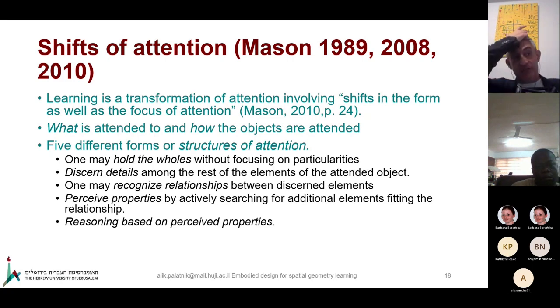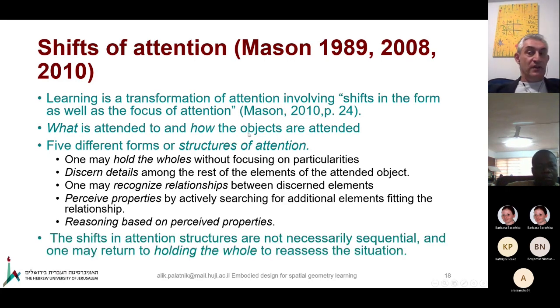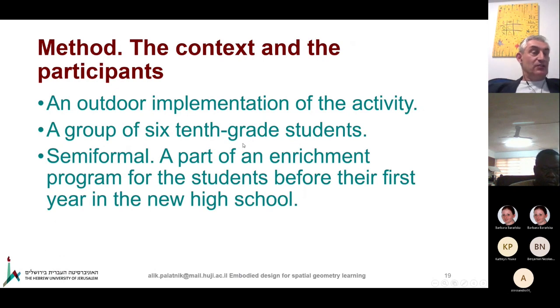And then finally, I can reason based on perceived properties. For instance, I can find some formula or some way to calculate how many edges are here, or how many faces, or how many vertices are here. But as Mason is saying, and this is exactly correct, we can jump between them, and sometimes we come back, for instance, to hold the whole and to reassess the situation.